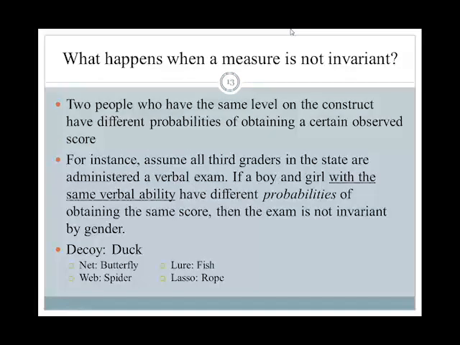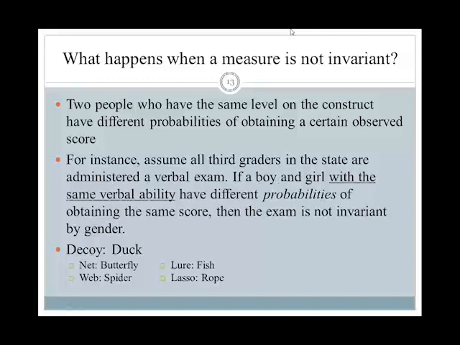But when we have a measure that's not invariant, the probabilities differ by group. So for instance, assume all 3rd graders in the state of California are administered a verbal exam. If a boy and girl with the same verbal ability have different probabilities of obtaining the same observed score, then the exam is not invariant by gender. There is an important aspect of that sentence to point out: with the same verbal ability. So mean differences are allowed.